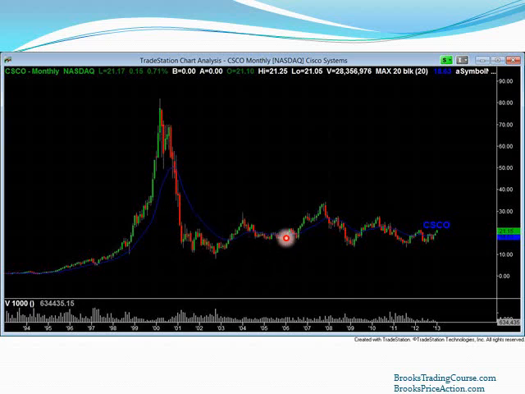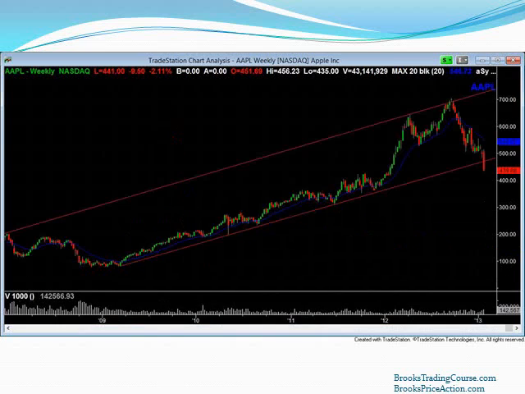This is what I expect Apple to do. I do expect it to have big swings up and down for a long, long time, and I don't think it's going to be going back up to the highs.